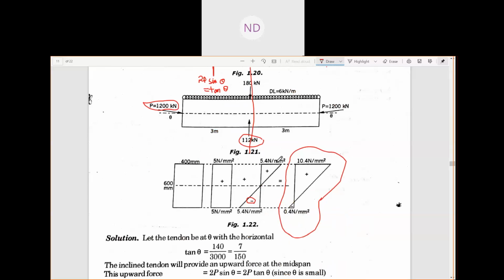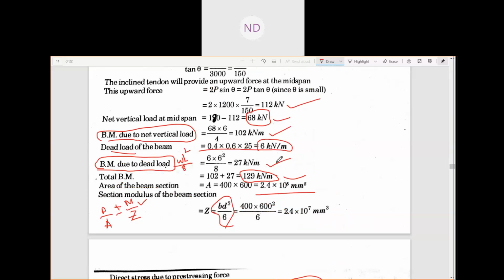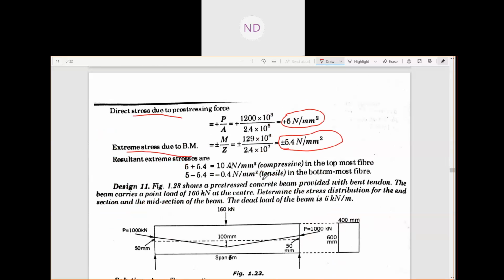Another one, if you see another question here, if you take this question now, you can see in this question your bent tendon is in this way, that is you are having an eccentricity here. This is your eccentricity, and your eccentricity is how much? Your eccentricity is 50 mm.